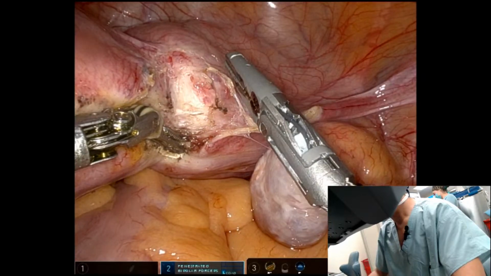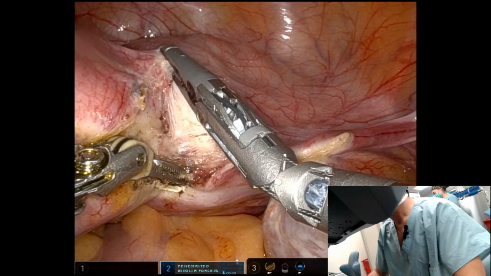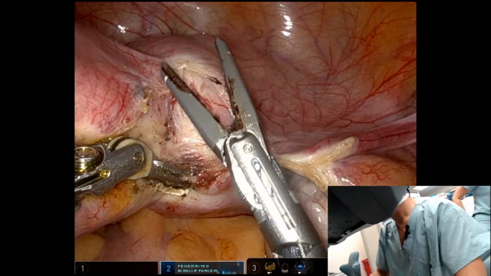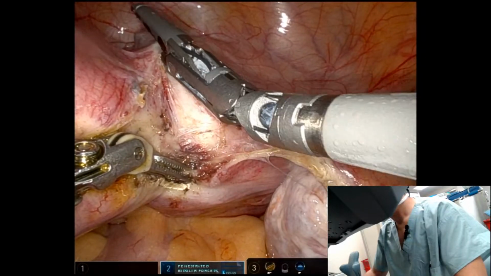You can see here some of the lesions. This patient had a history of prior C-sections. You can see some of the lesions on the bladder to the anterior uterine wall.